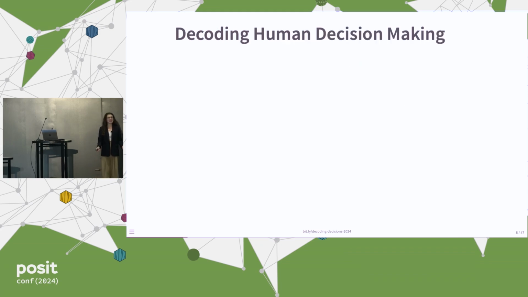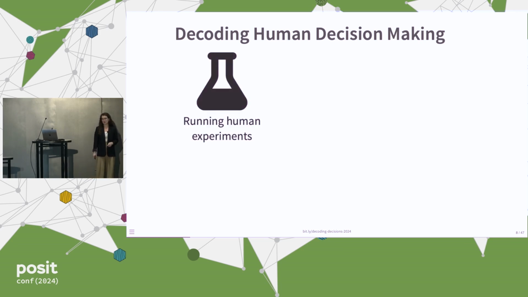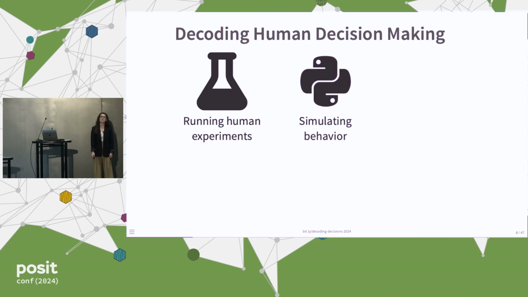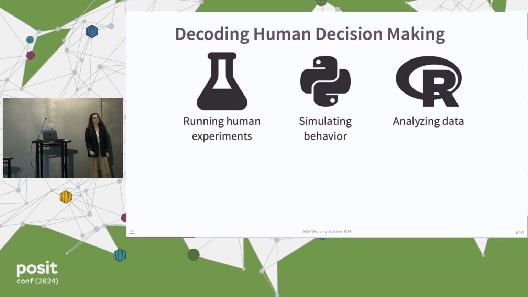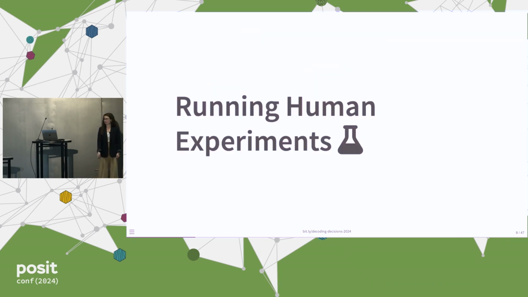Okay, so today in my talk, I'll be sharing some information on my research and what I've learned about decoding human decision-making in 3 main parts. The first is running human experiments. Second is simulating behavior in Python. And then finally, analyzing data in R. So let's talk about running human experiments.